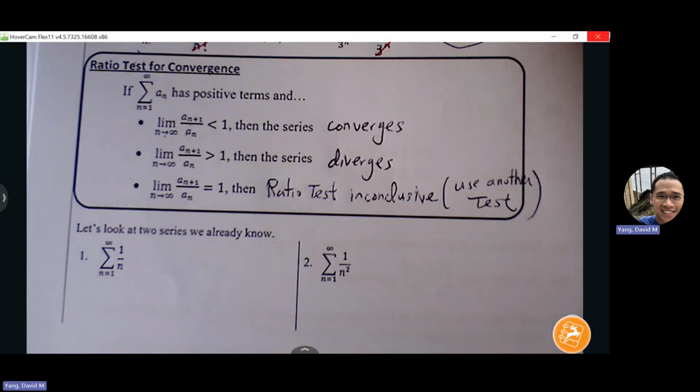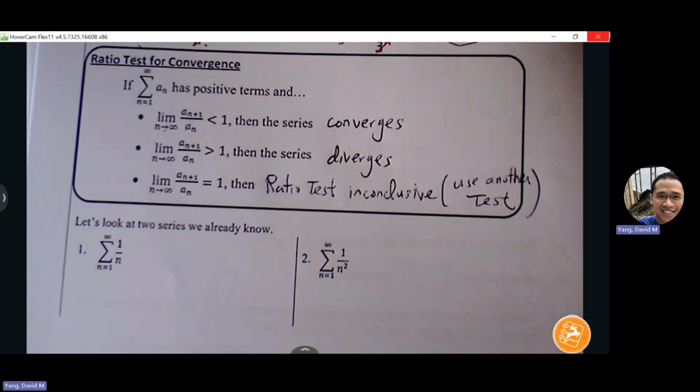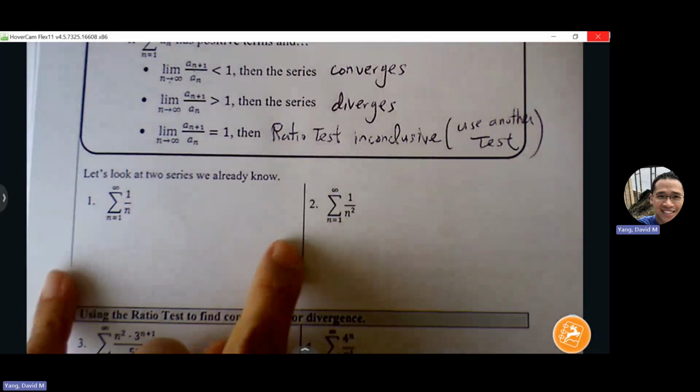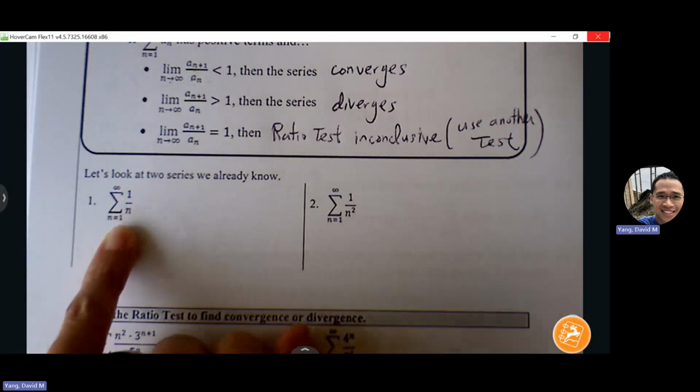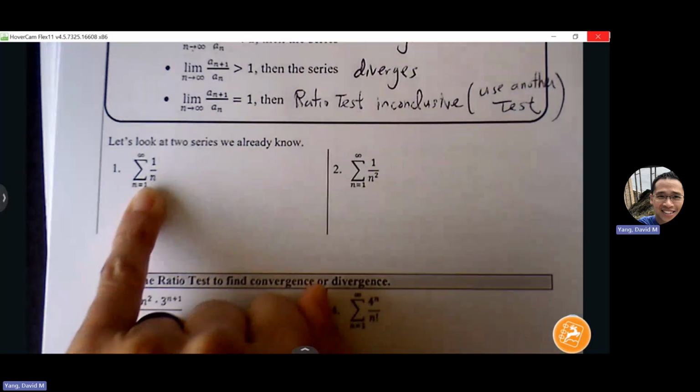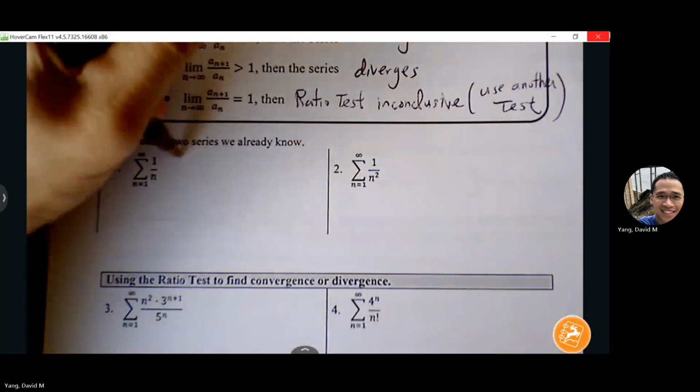Okay, let's look at series that we already know. Now, these are not ones that we would normally want to do the ratio test with because we already know what this is going to be. Harmonic series, right? We already know this is going to do what? Okay. This is going to diverge.